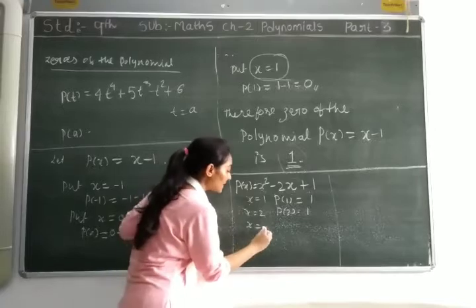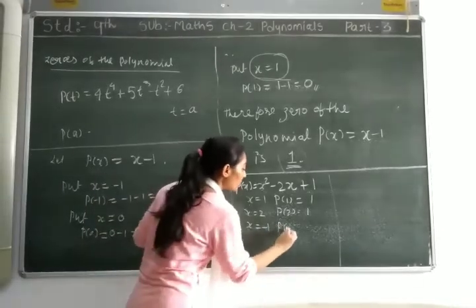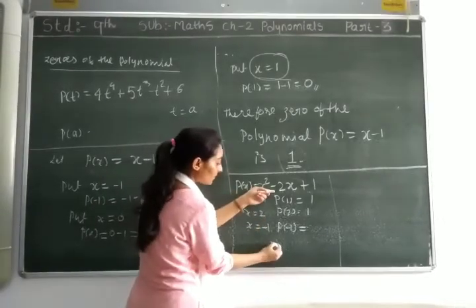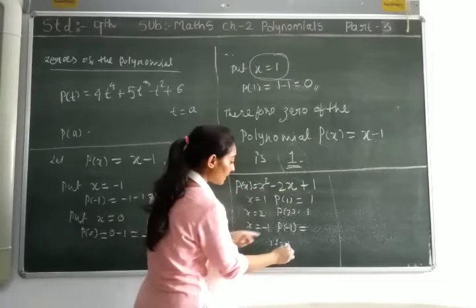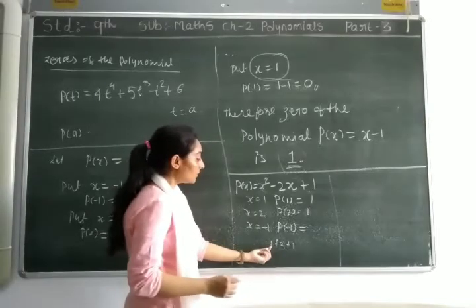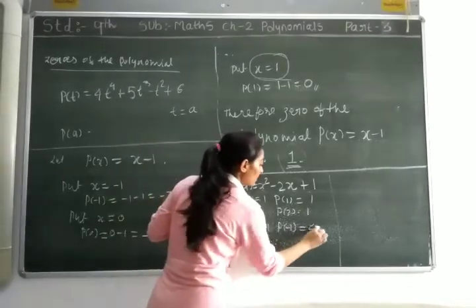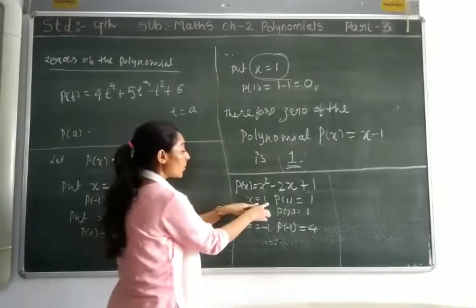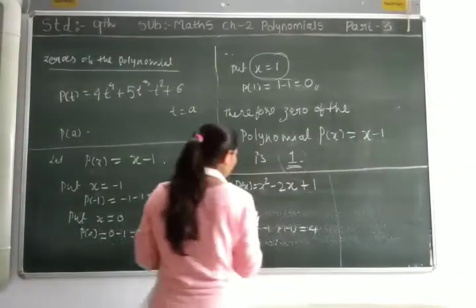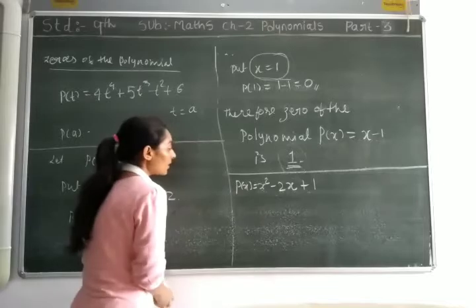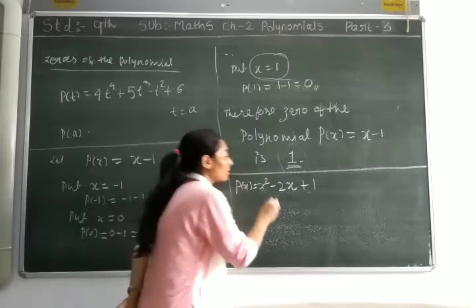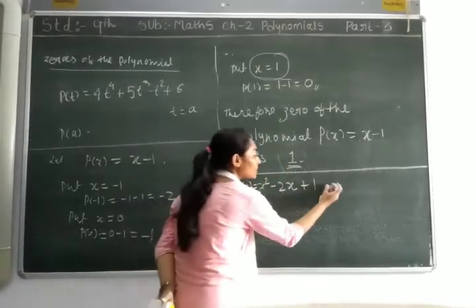What if I put x equals to minus 1? So p of minus 1, here is plus 1, plus 2 and plus 1. So I am getting over here 4. Now put different values to x and check whether we are getting equal to 0 or not.